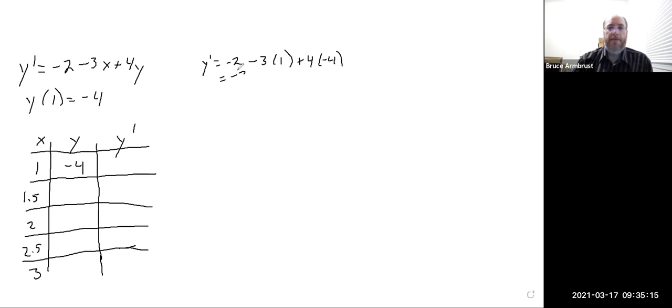So this is going to be, let's see, -2 minus 3 minus 16, which is -21. So our slope at that point is -21. Before we move on, are we all good with the first slope? Just a matter of plugging it in.